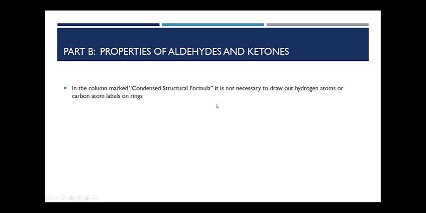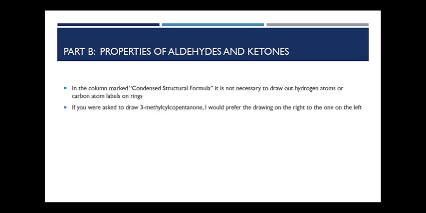Now, in the next column, for Part B, it will ask you to draw out condensed structural formulas, and I would prefer that you not draw out the hydrogen atoms on any rings, so that would include cyclohexane or cyclopentane rings or benzene rings. It's understood by chemists that when we see those rings, each point on the ring stands for a carbon with the appropriate number of hydrogens.